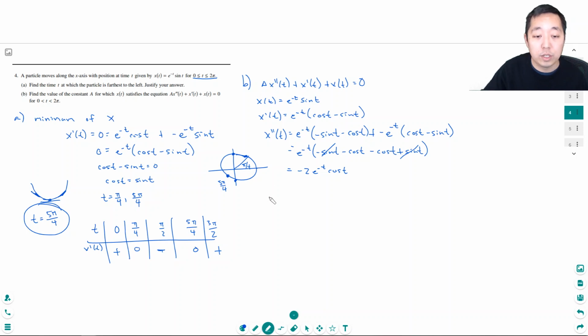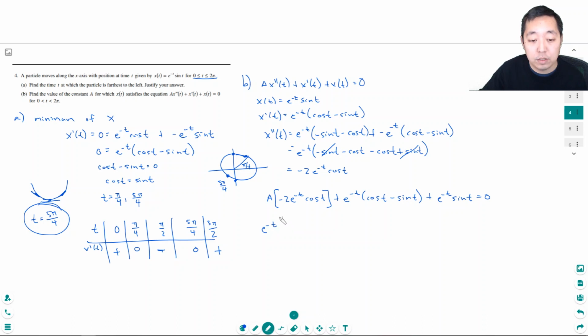Now I need to plug all of these into this equation. So I have a times the second derivative, which is negative 2 e to the minus t cosine t, plus the first derivative, which is e to the minus t times cosine t minus sine t, plus this x of t, which is just e to the minus t sine t, right? And that has to equal 0. Okay, so now I can factor out an e to the negative t again. So this part becomes negative 2a cosine t. This part is just plus cosine t minus sine t plus sine t equals 0. The sine t's cancel, conveniently. And so I can factor out a cosine t, so e to the negative t cosine t times negative 2a plus 1 has to equal 0.